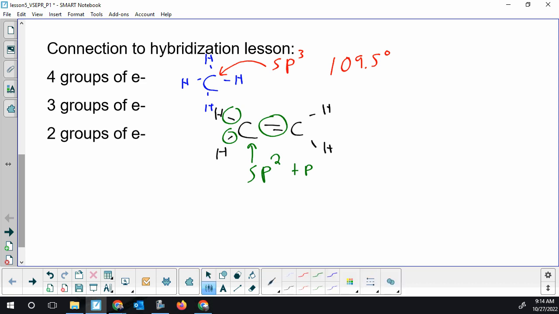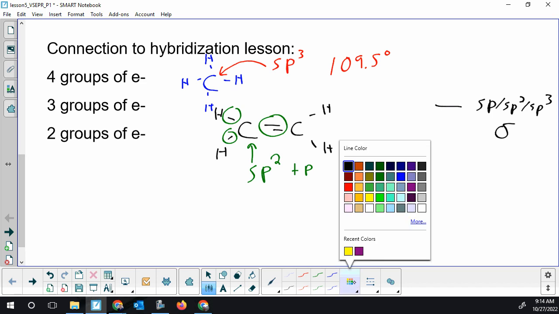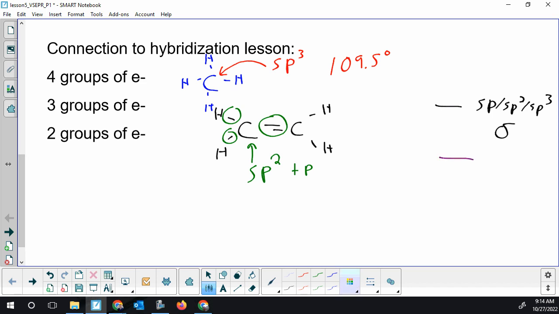How it always works out is the very first bond, which I'm going to go and recolor code my bonds black, is always a hybridized orbital. It's coming from sp, sp2, or sp3. And these are called sigma bonds. The first bond is always a sigma. Left over p orbitals, those are what make our second and our third bonds, and those are referred to as pi.